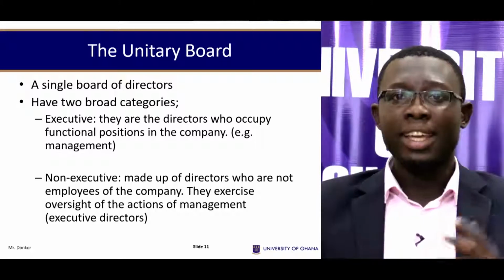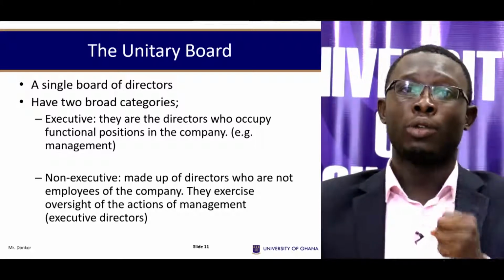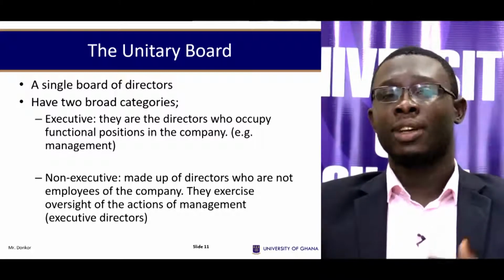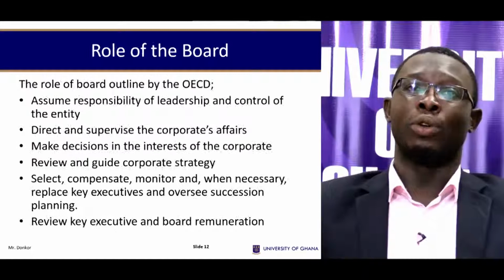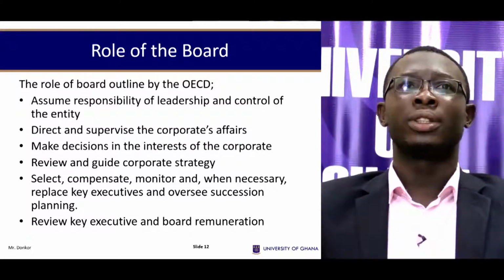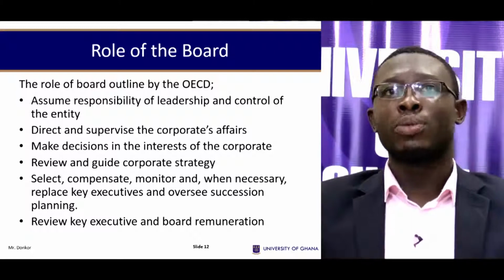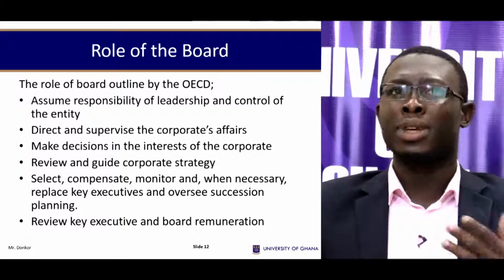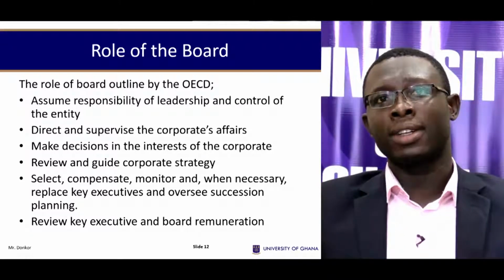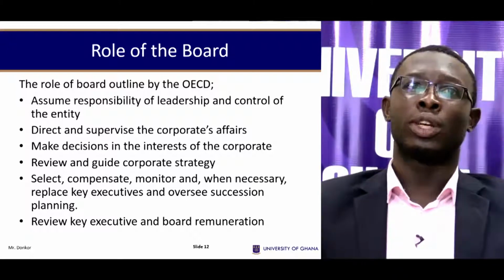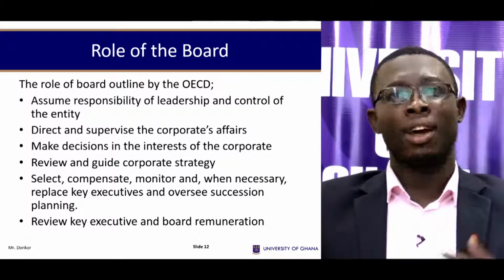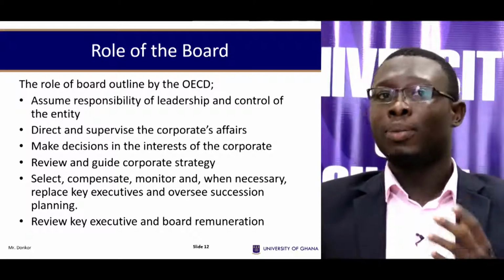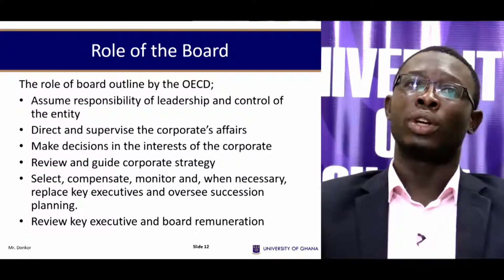main board, but in the two-tier, there are two separate boards doing basically similar things, whilst the executive manages, the supervisory board oversees the work of the executive. The role of the board: they assume responsibility of leadership and control of the entity, direct and supervise the corporate affairs, make decisions in the interest of the organization, review and guide corporate strategy, select, compensate, monitor, and when necessary, replace key executives and oversee succession plans, and review key executive and board remuneration.